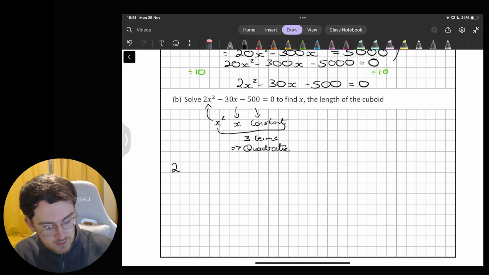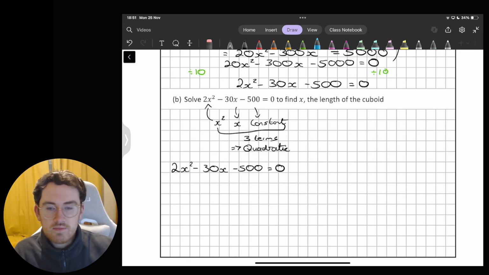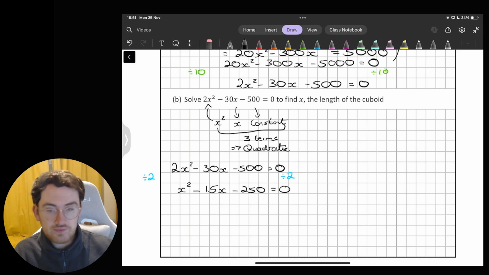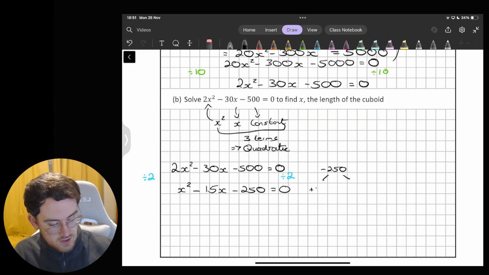If I start by trying factorizing, 2x squared minus 30x minus 500 equals 0. I might look at this and think, let me try and make this a little bit simpler. So I'd look for a common factor. I can see that 2 would be a common factor there. So dividing across by 2, I'm able to make this equation a little bit easier for myself, because I've identified the factors a little bit quicker. So the 2 numbers I'm looking for would multiply to give me minus 250, but add to give me minus 15. So we're probably looking at plus 10 and minus 25 as my possible factors here.